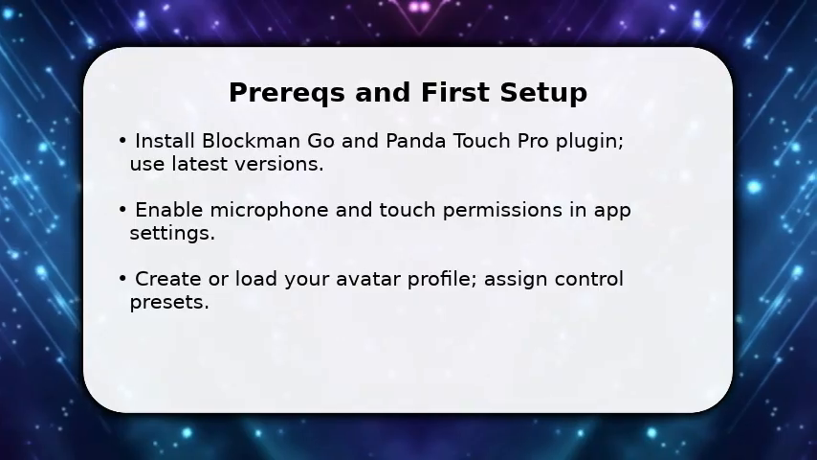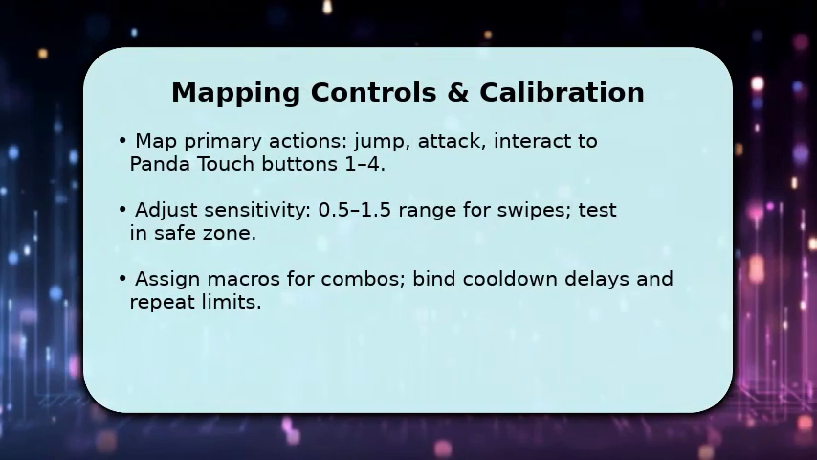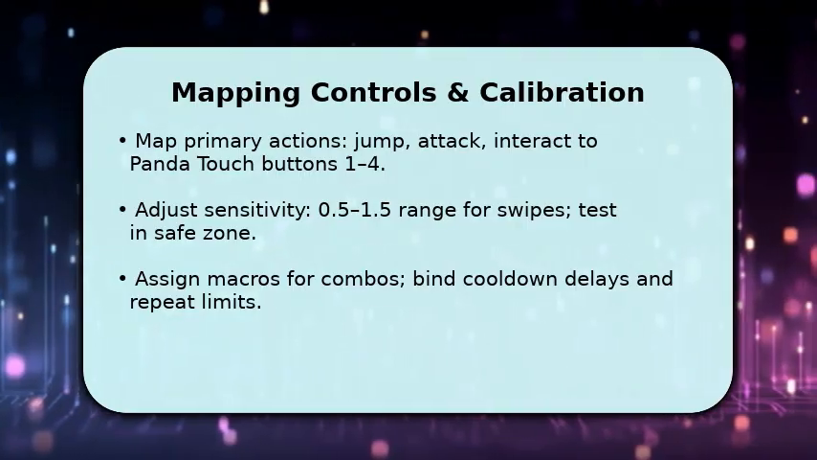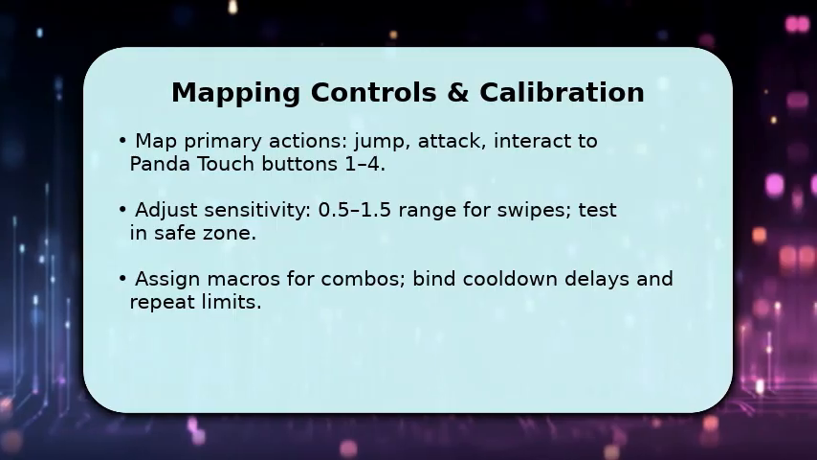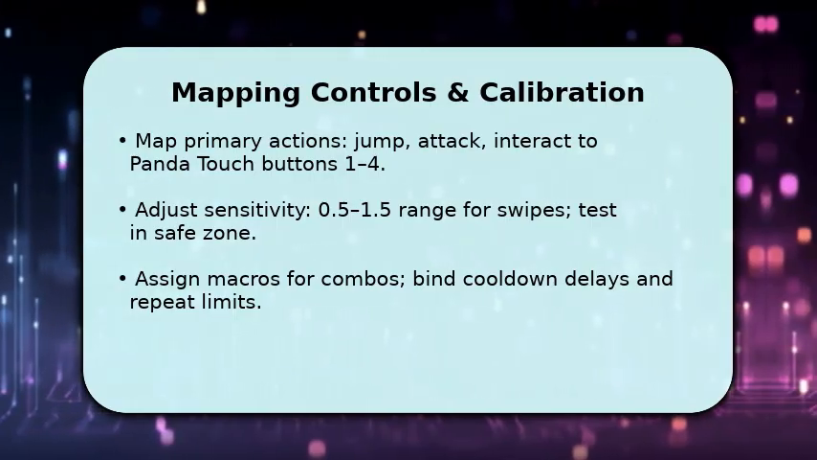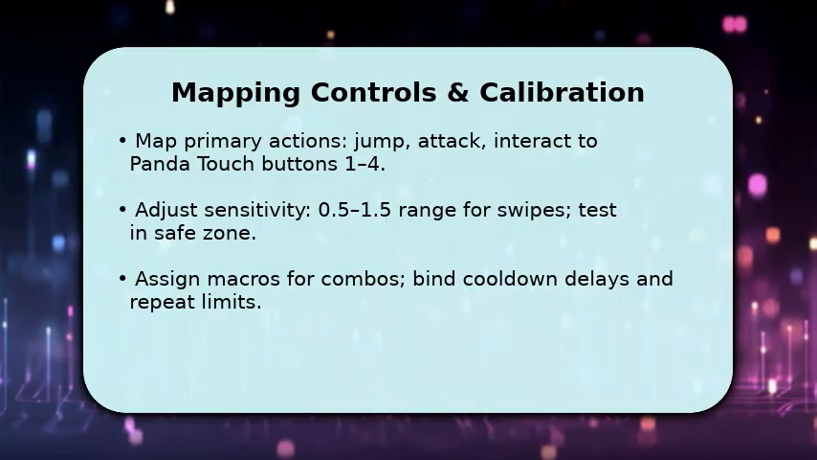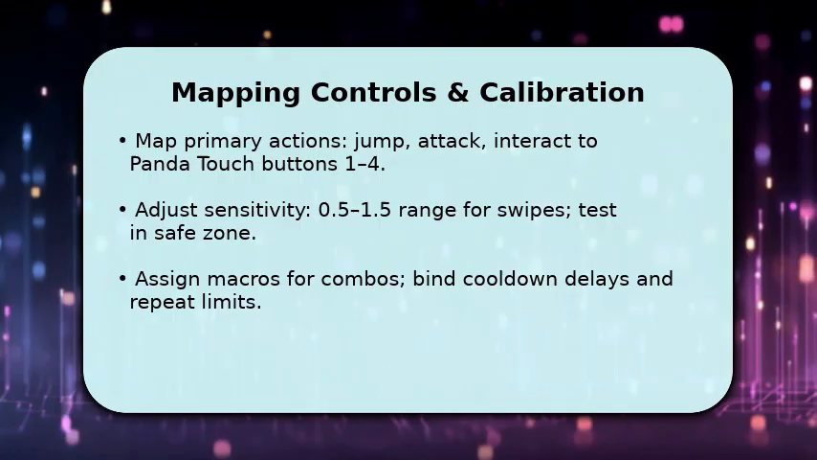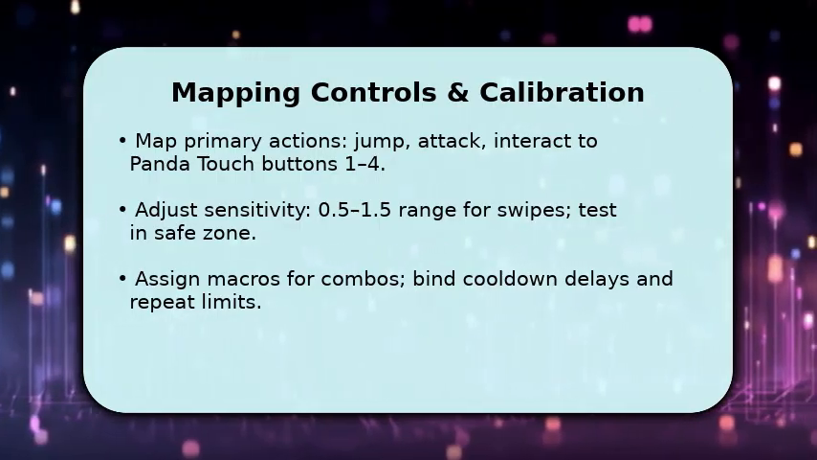advanced gestures. Now you map the core actions. Bind jump, attack, and interact to Panda Touch buttons 1 through 4 so inputs are immediate. Next, calibrate swipe sensitivity, start at 0.5 and increase to 1.5 while testing in a non-competitive area. This balances speed versus accidental triggers.